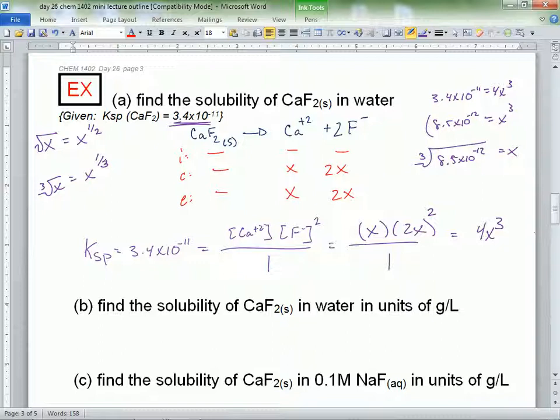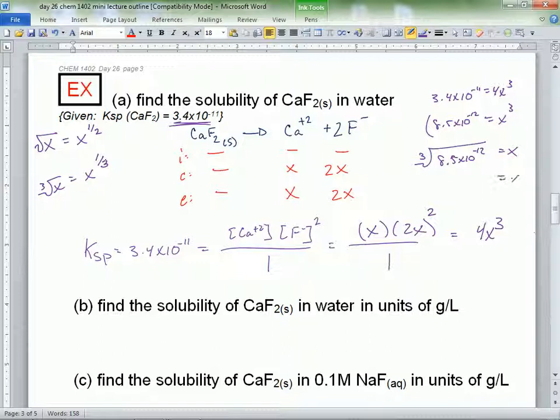Now, I don't know what 1/3 is, but take 1 divided by 3, you get 0.33333 on the calculator. If you don't believe me, just try it. So I want to raise this number to the 1/3, which is 0.33333. So take 8.5 times 10 to the negative 12, which is in the calculator, push the x to the y, raise it to the 0.33333. 2.04 times 10 to the negative 4. It'll work every time.